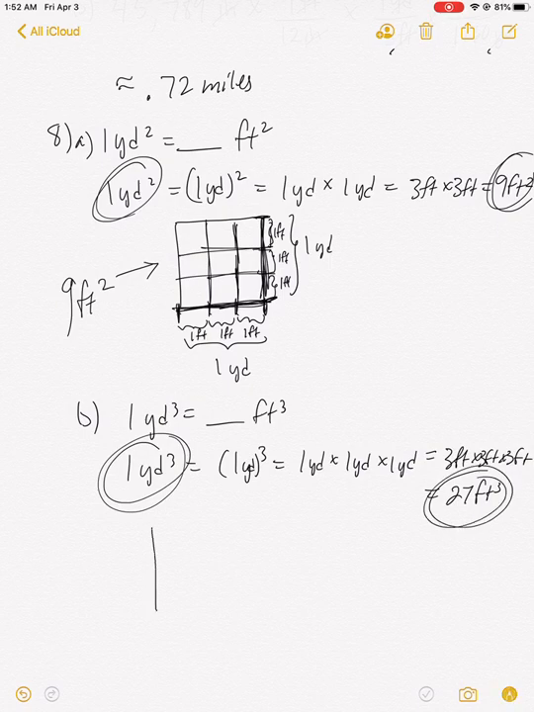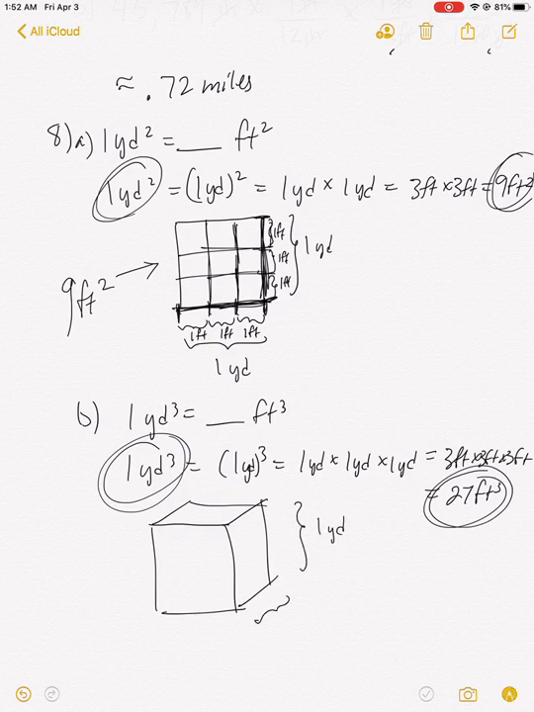And here's a picture of that. I start out with my cubic yard. This distance right here is 1 yard, this distance right here is 1 yard, and this distance right here is 1 yard. When I divide each of my distances into feet, here's the distance from here to here, divided into 3 parts. So this right here is 1 foot, and this one right here is 1 foot.